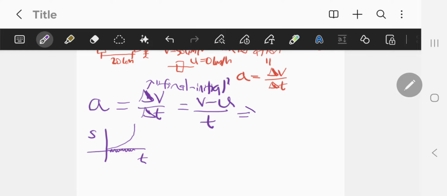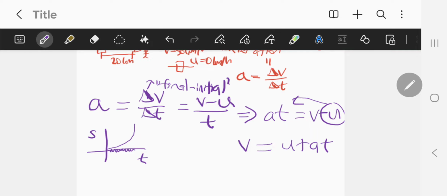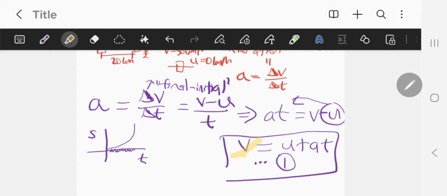Now this, we can rearrange as follows. All I've really done is, using a bit of algebra, taken the T, multiplied it by the A, and that equals V minus U. And we can write an expression for the final velocity V as follows. V equals U plus AT. If I take this guy over, remember the rule is the minus becomes plus. And that is our first SUVAT expression there. Your final velocity is given by the initial velocity plus the acceleration times time. That's equation 1.